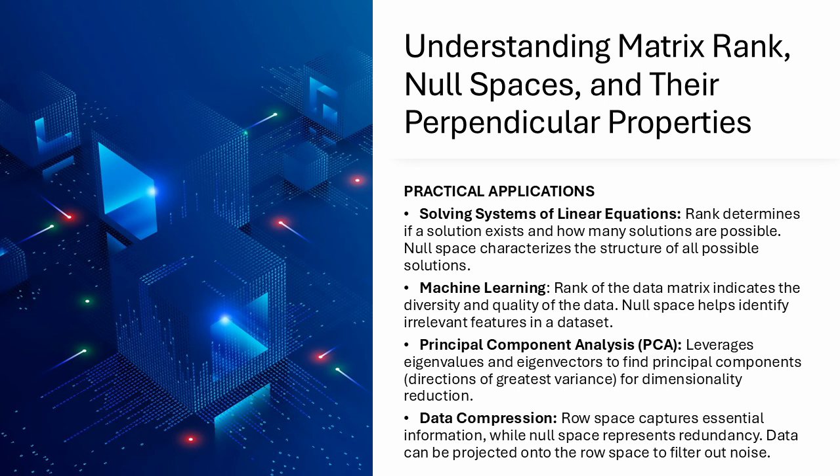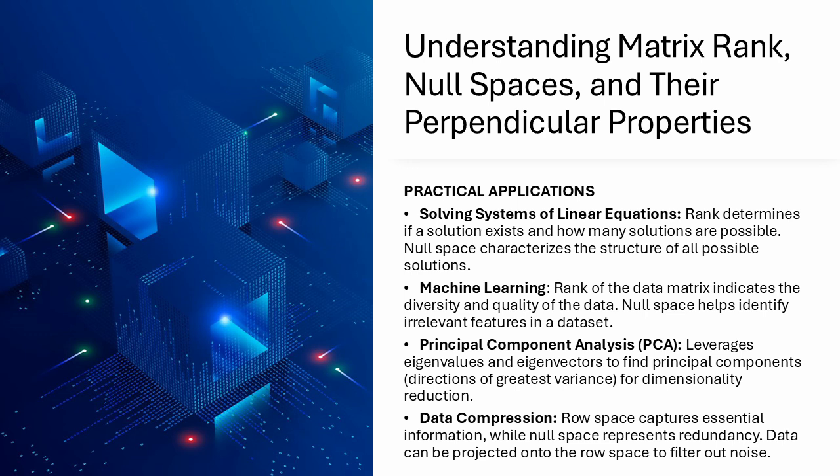Think about an application like data compression. We often want to represent complex data in a more compact way without losing essential information. Right, like shrinking a large file without sacrificing too much quality. Exactly. The row space of a matrix captures the essential information in the data, while the null space represents the redundant or irrelevant parts. So by understanding how these spaces relate to each other, we can essentially separate the signal from the noise. Precisely.